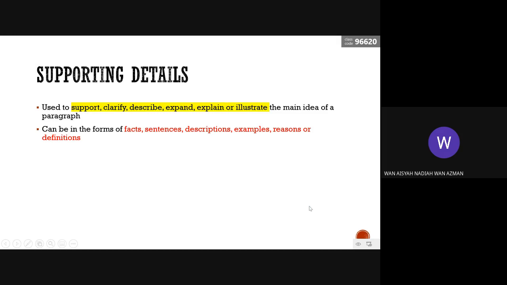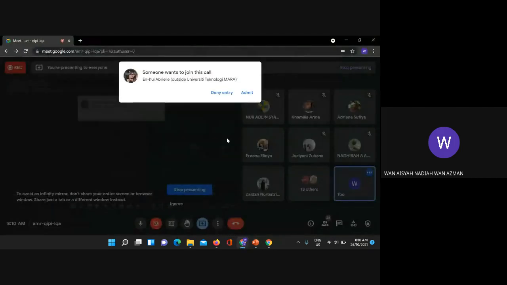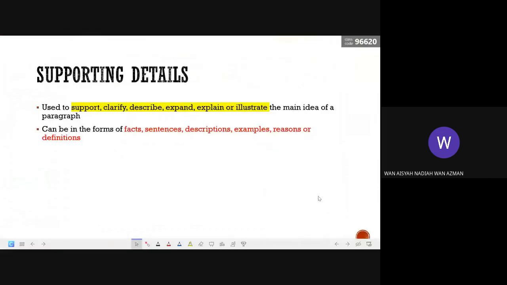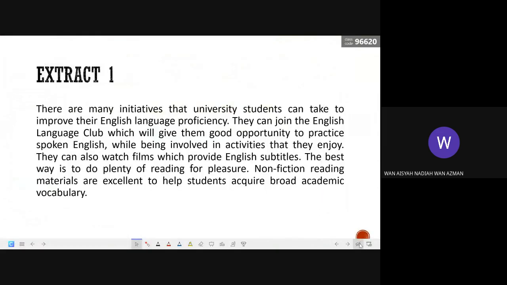And then the supporting details. Supporting details are used to support, clarify, describe, expand, explain, or illustrate the main idea of a paragraph. The supporting details can be in the forms of facts, sentences, descriptions, examples, reasons, or definition. Okay, so let's take a look at the first extract.